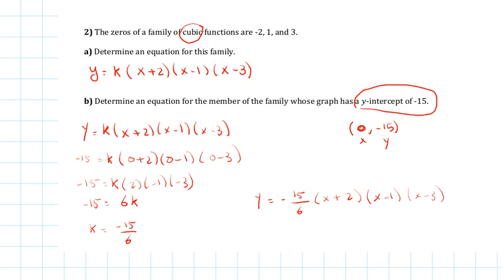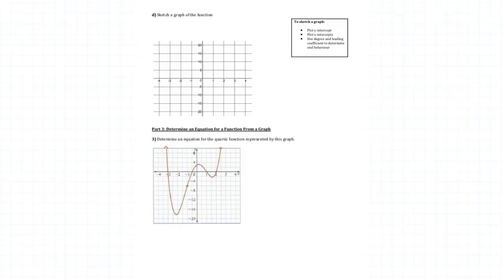Sketch a graph of the function. So to sketch a graph of this function, what do I know? I know the zeros. So I know that the zeros are negative 2, 1, and 3. So I'm going to start with this.